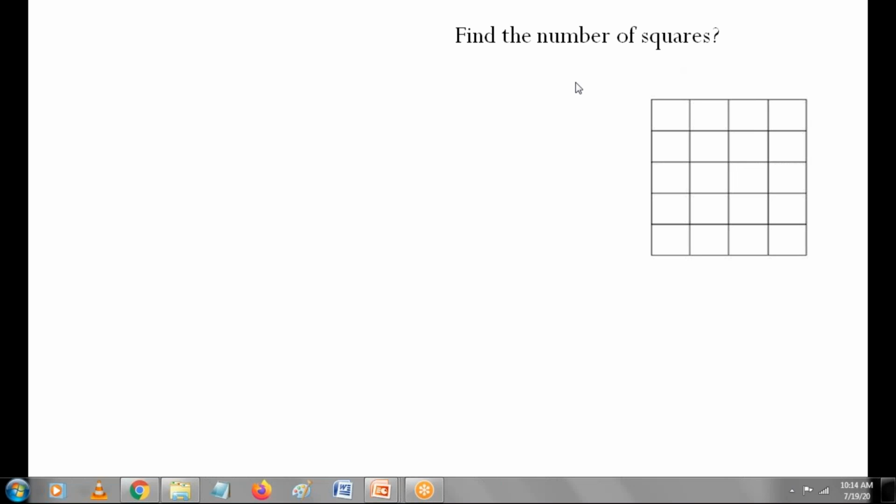Definitely you have an update. Now here, find the number of squares. Okay, but here what is the update? See this. The number of rows is 5, number of columns is 4. Number of rows is 5, but number of columns is 4. But still, what is the number of squares in this?